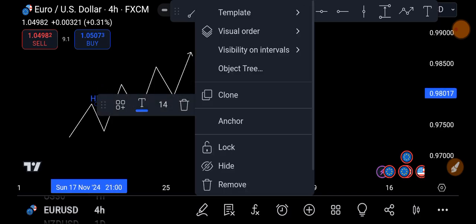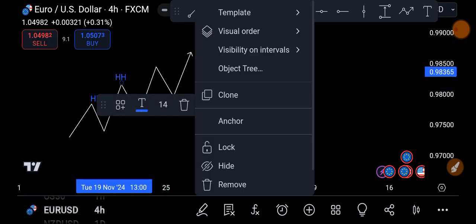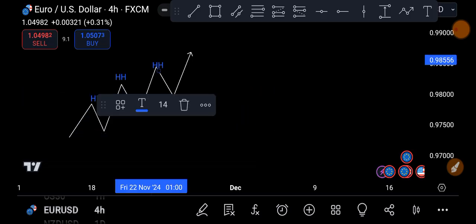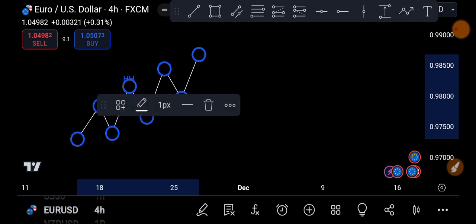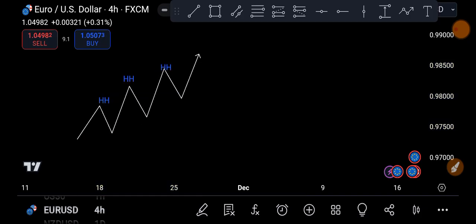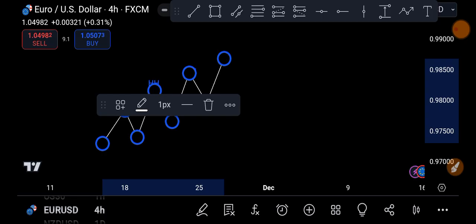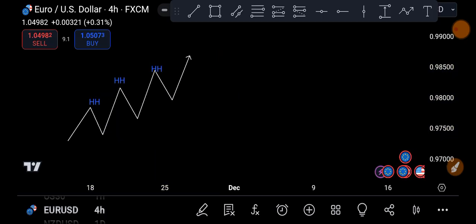I really want to duplicate this. Clone, good. Have another higher high. Okay, clone, higher high. As you can see, we have the series of higher highs and the higher lows. So these are the higher lows.